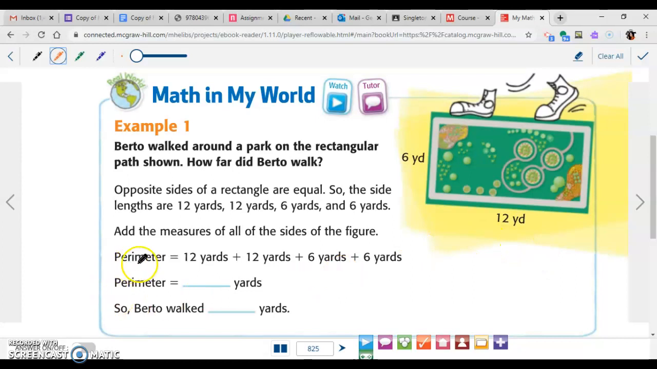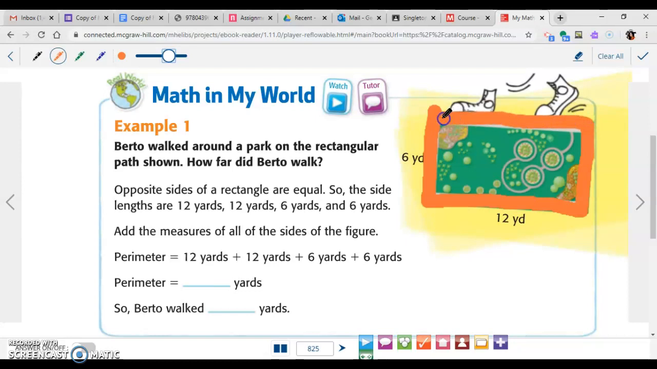So the perimeter here, it says 12 yards plus 12 yards plus 6 yards plus 6 yards. So let's go around. Let's make our pen a little bit thicker. Okay, so let's walk around with Berto. Okay, go. 6 yards plus 12 yards plus another 6 yards plus another 12 yards.